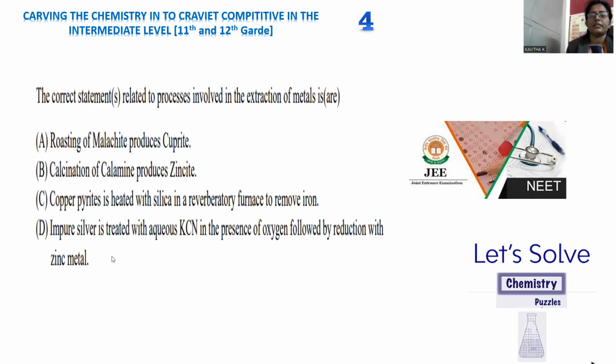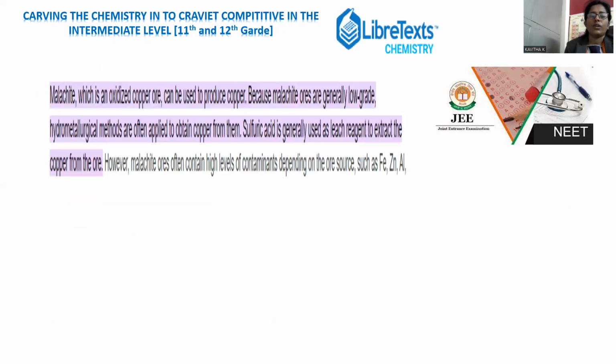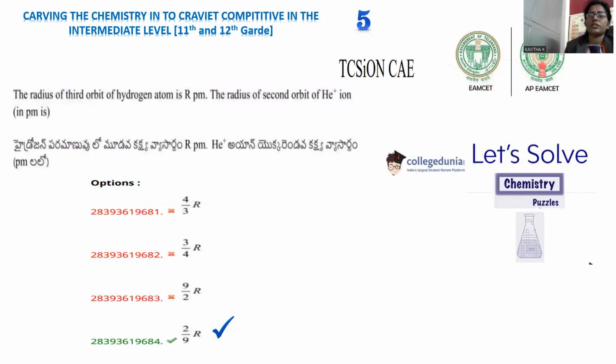B, C, D are correct representations of the metallurgical extraction of metals, but the first one is wrong. For question number 4, B, C, D are the right answers. Move on to the next question, question number 5.